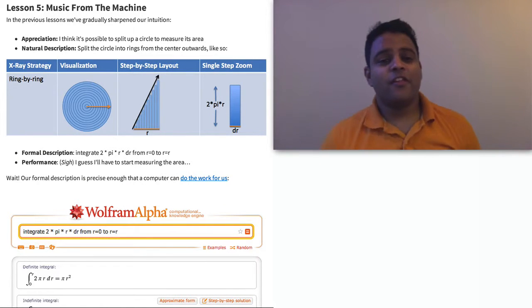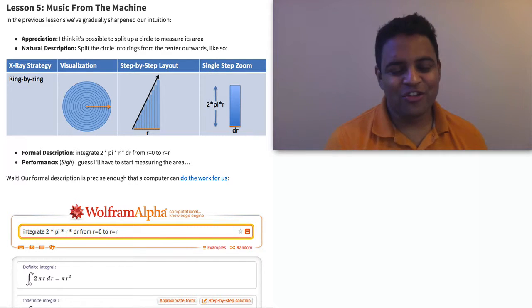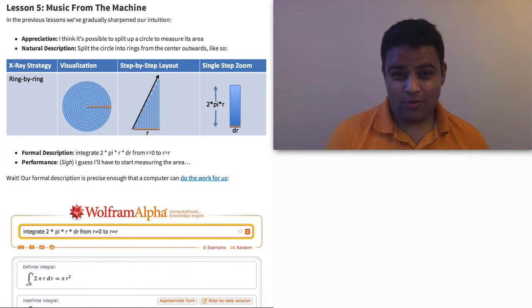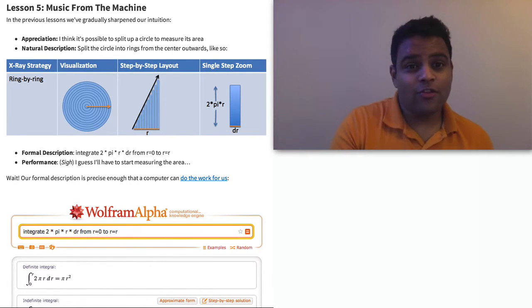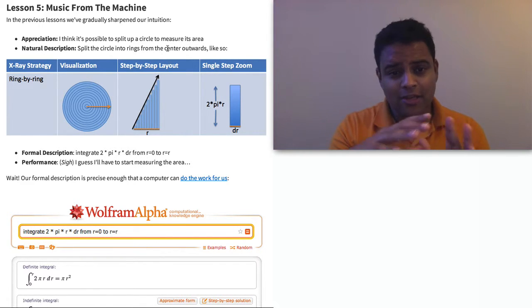Hi all. In this lesson, we're going to actually use the power of a computer to solve calculus for us. So over time, we've sort of advanced our understanding, right? When we started, we gained an appreciation that it was possible to take a shape and split it apart, and it made it easier to measure.